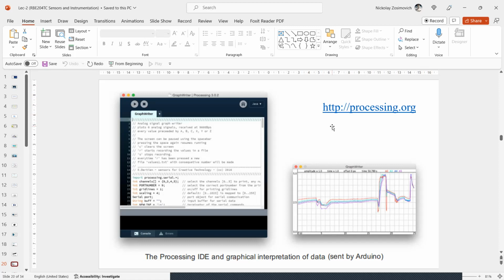The IDEs for both Processing and Arduino have a very similar look and feel. This slide shows the IDE of Processing with a graph writer example, which you can see in the left part of this slide. They are by no means full-blown environments for industrial product development, but are specifically designed to create small tests, proofs of concept, and working prototypes. Hence, programs are denoted as sketches.